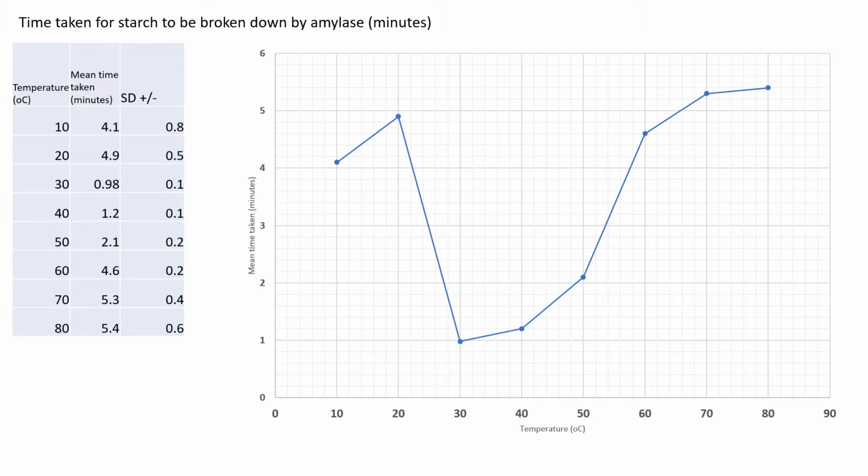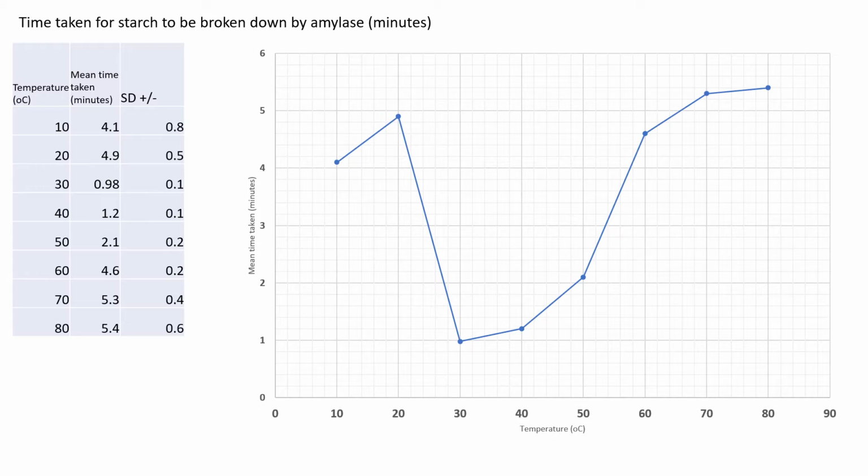Hi there, this is just a quick video to show you how to draw error bars on a graph. What we can see here is a graph that's been plotted for us already, taken from this data table over here, which, just to put it into context, is looking at the time taken for starch to be broken down by the enzyme amylase in minutes. And we're looking at the effect of temperature on that.